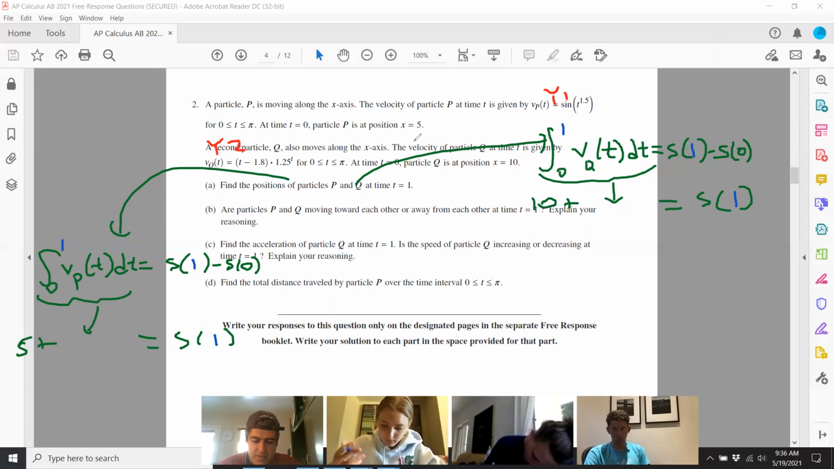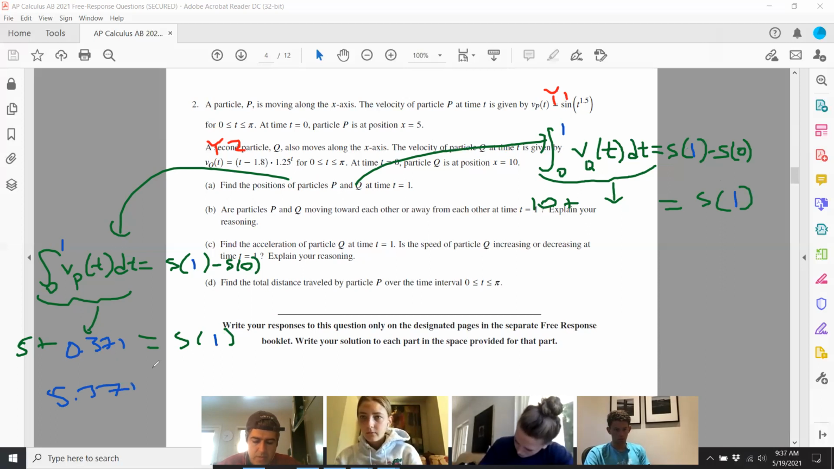Alpha trace, integral from 0 to 1 of y1 dx. Okay, so I get 0.3771, so it's 5.371. And then if I do it again for y2, I get negative 1.436. Ten plus that number is 8.564.